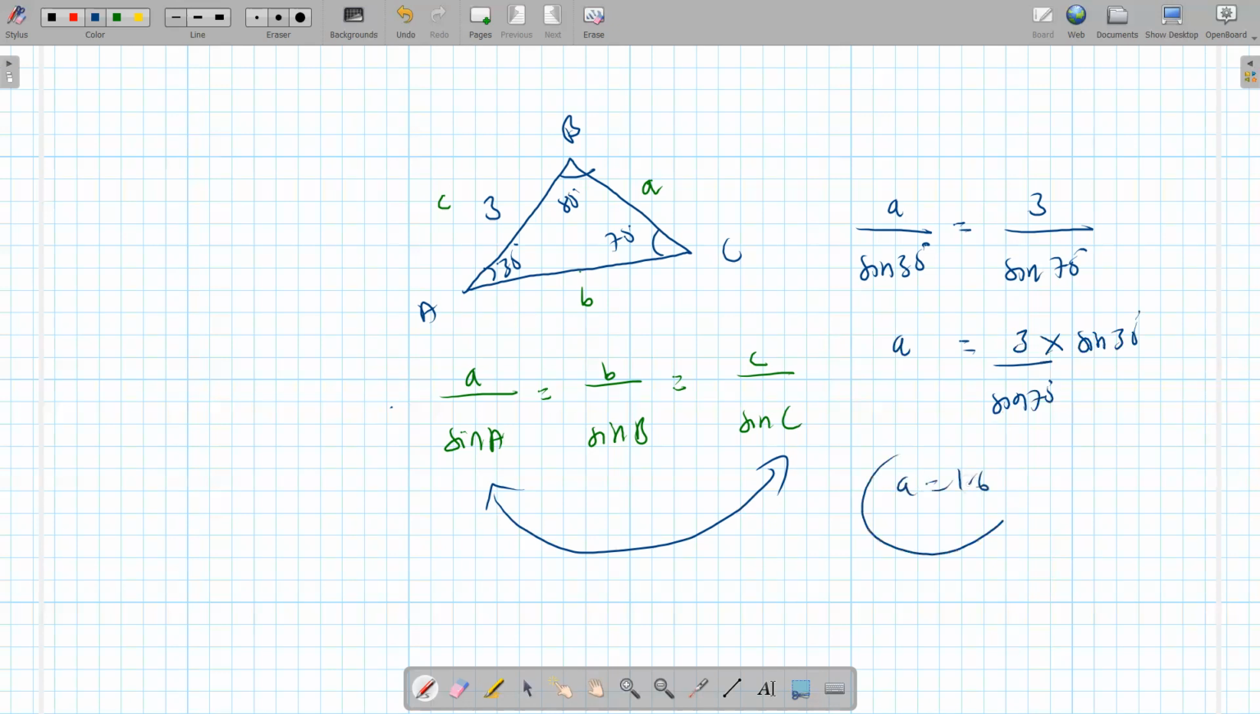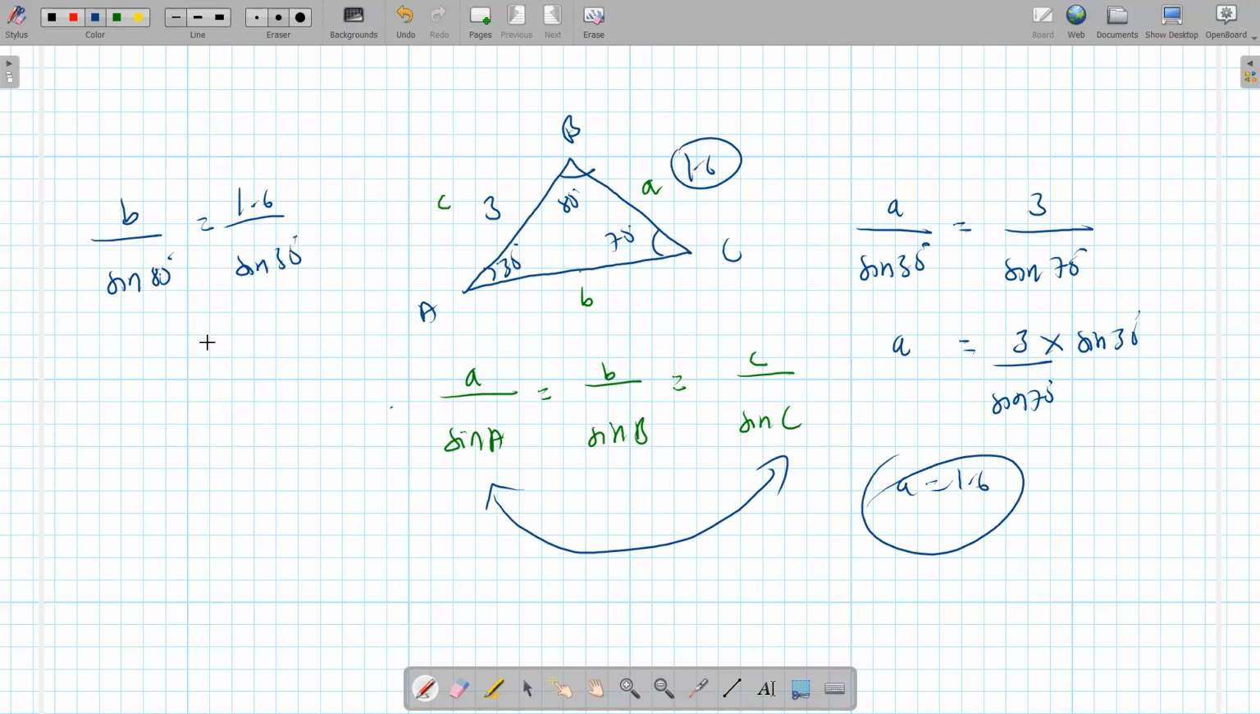There we go. Now we also want to find b. To find b, we can now use everything because we know what a is. a is about 1.6. So look at the setup here. It's going to be b over sine of B, so sine of 80, equals a over sine of A, so 1.6 over sine of 30. There we go, like that.